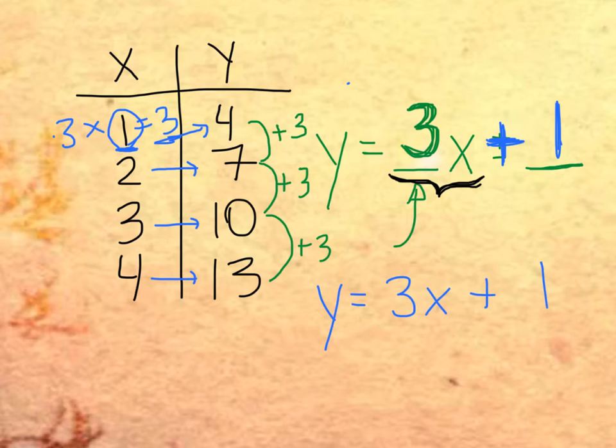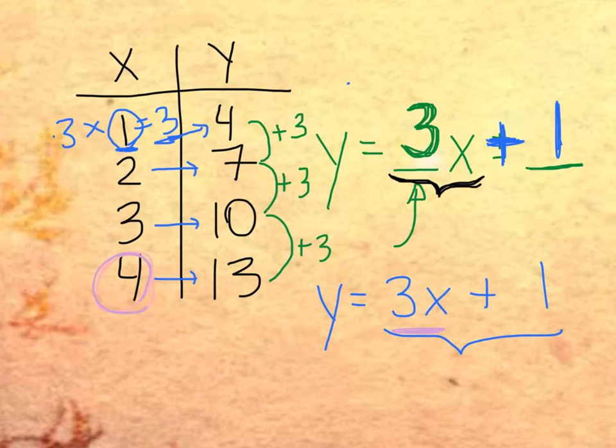And the great thing about this is that you can actually really quickly test to see if you're correct or not, just by picking a different x value, following this formula, and seeing if you get the correct y value. For example, if I pick this x value of 4, the first thing we do is multiply it by 3.